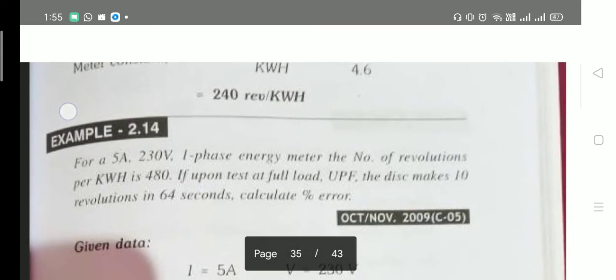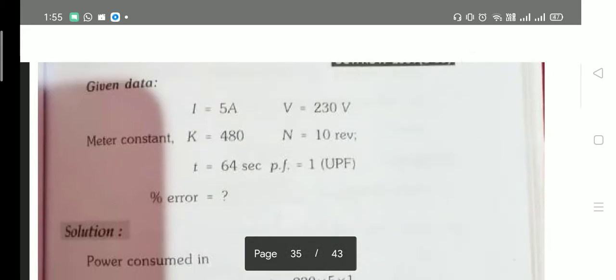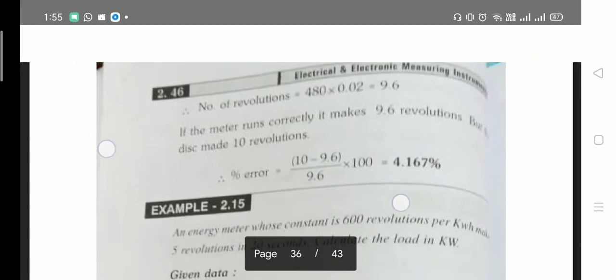But he is given 10 revolutions. This makes 10 revolutions in 64 seconds. So we can take the error. So 10 minus 9.6 by 9.6 into 100. So we will get the error here, the number of revolutions error. Okay, that is 4.167%.